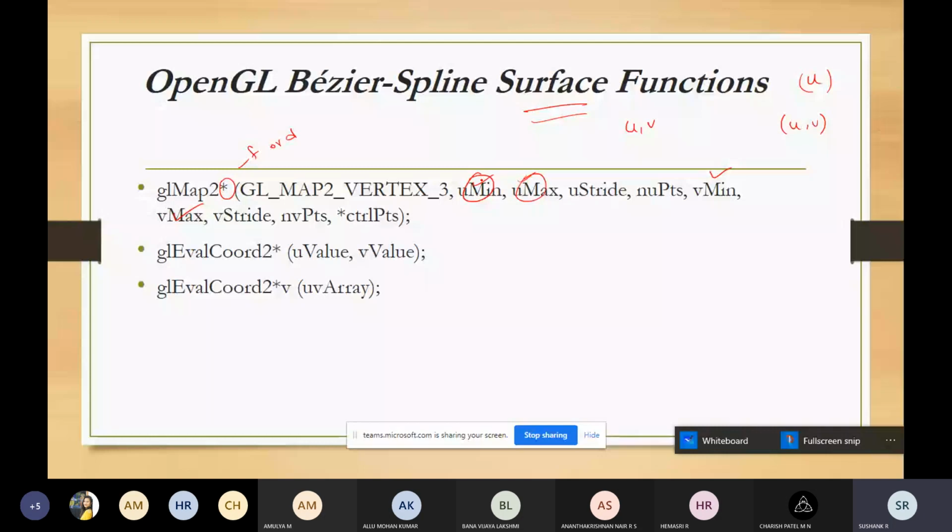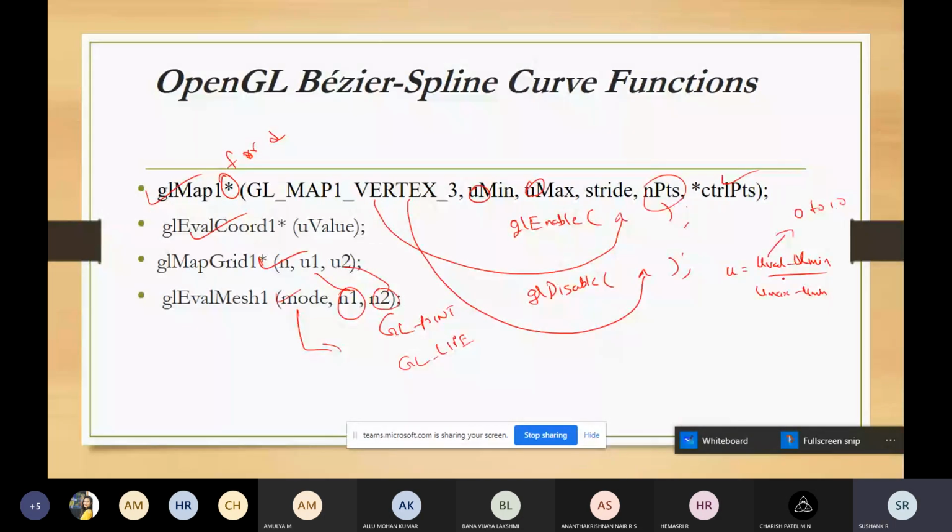Similarly, you can calculate the coordinate position on the curve by using these two formulas. The u value will be in the range of u minimum to u maximum, and the v value will be in the range of v minimum to v maximum. We calculate it the same way: u will be equal to u value minus u minimum, divided by u max minus u minimum. Similarly, v will be equal to v value minus v minimum, divided by v max minus v min. So this is with respect to the surface function.